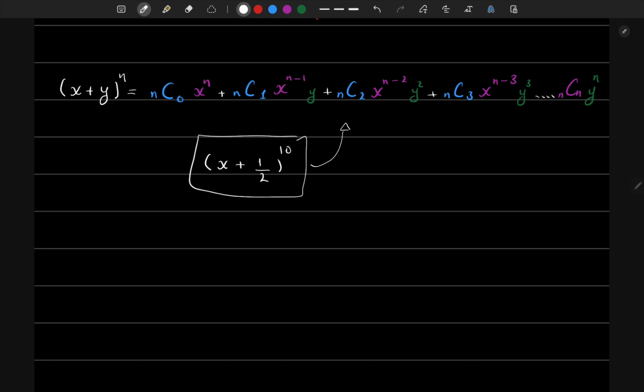But that is too much. I don't want that. What if I want a specific term of the expanded form of this expression? Do I actually have to do the whole expanded form so I can find this specific term? In today's video, we're going to find out how we can find a specific term without actually expanding the whole bracket.